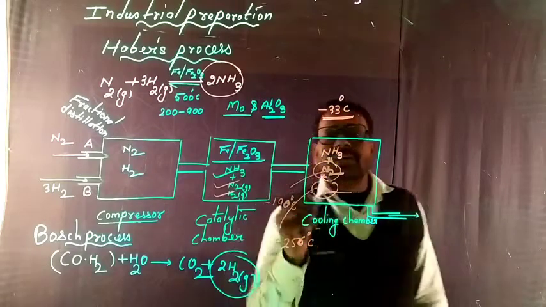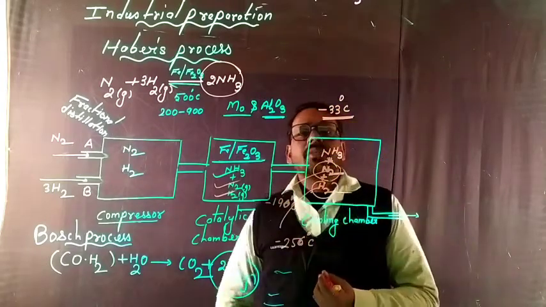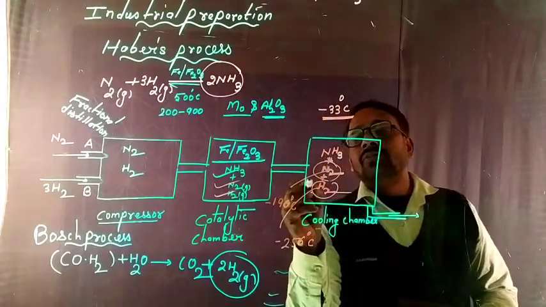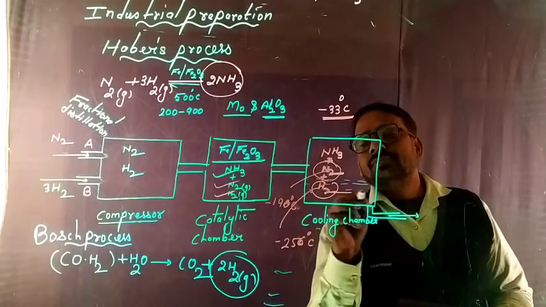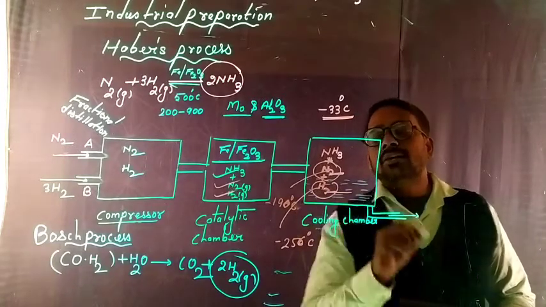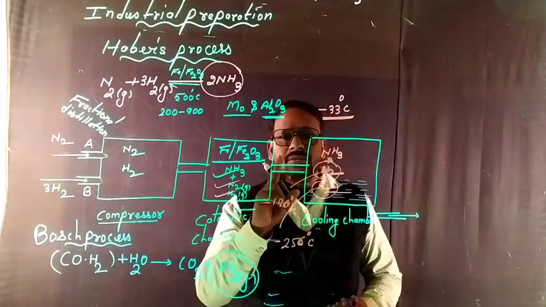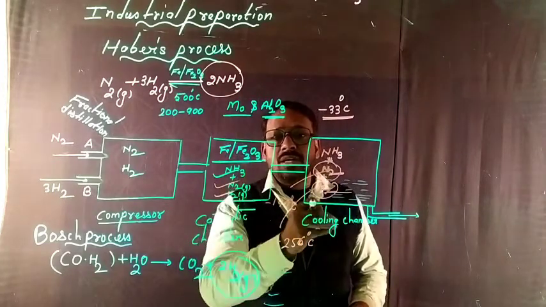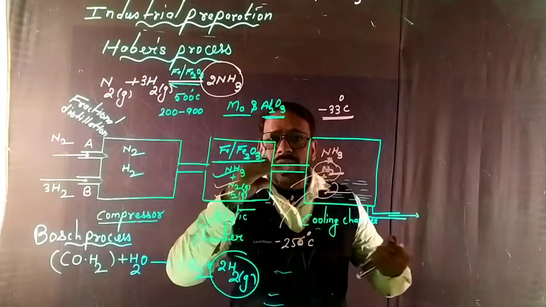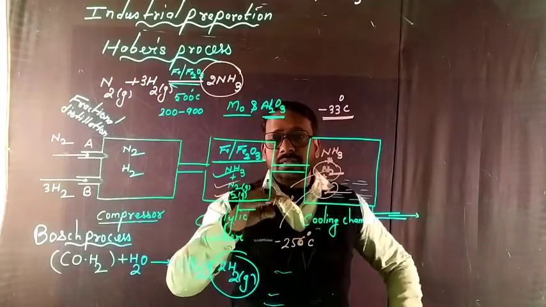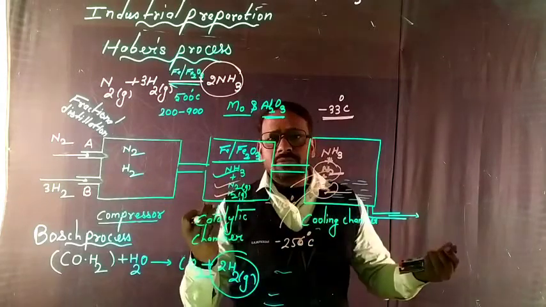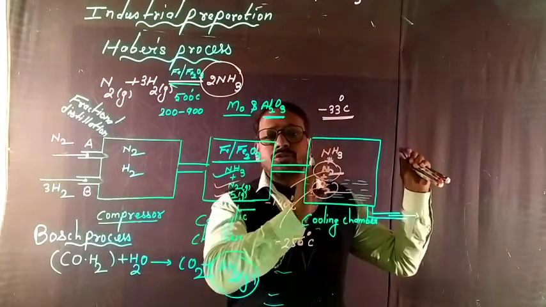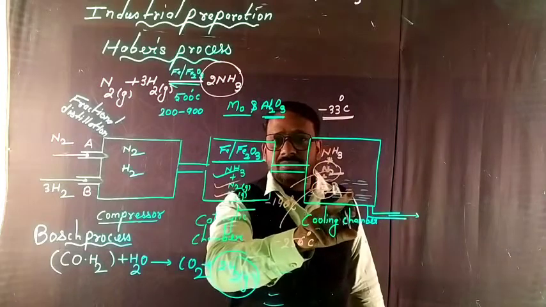What will happen? We will get liquid ammonia only. What is liquid ammonia? It is a state change. Gas will change into liquid by applying pressure and lowering the temperature. Liquid doesn't mean the aqueous solution. That is a different thing. When ammonia dissolves in water, that is called an aqueous solution. This is a liquid state.